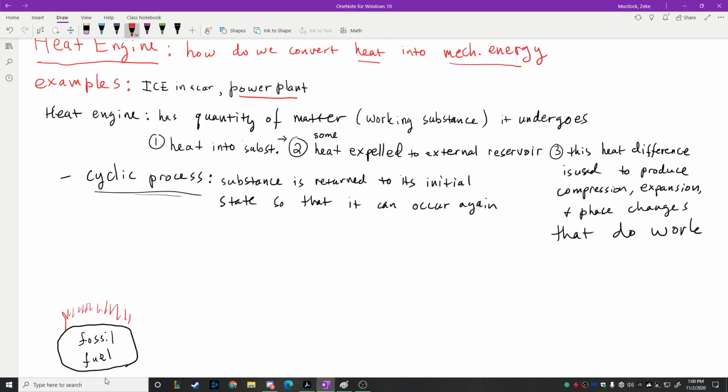So the fossil fuel, we light it on fire. And we connect it up to our working substance, which is going to be water. So we have some vessel. And within our vessel, we're going to have water. The water is the quantity of matter, the working substance that we have. Okay. The water is heated up, obviously, by the fossil fuel. It then produces steam.